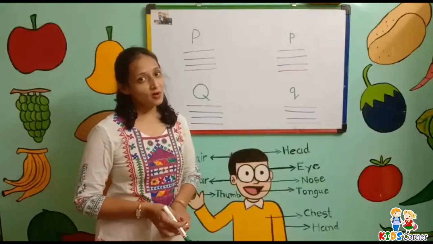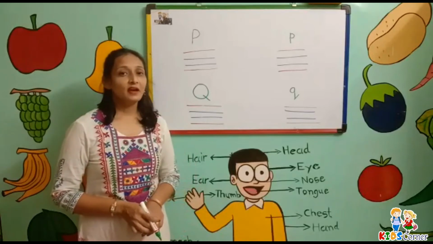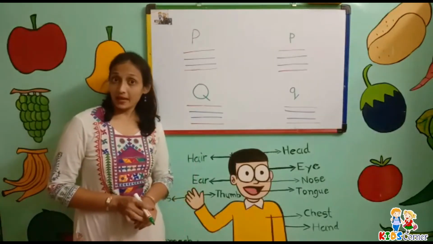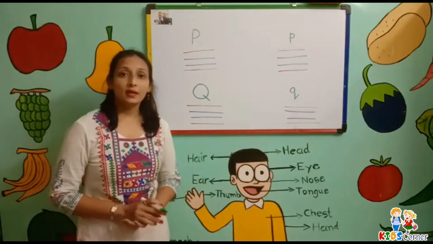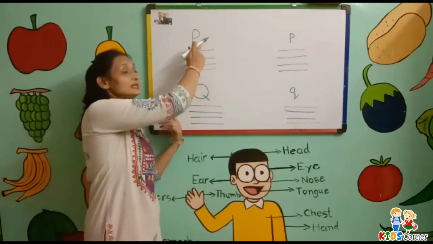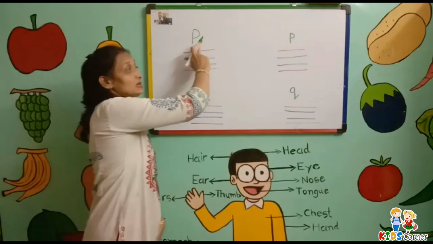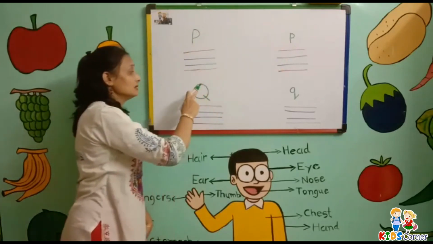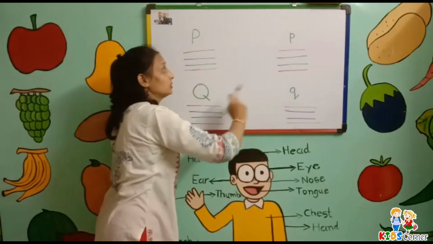Children, good morning. Till now, we have learned alphabets from A to O. So today, we'll start with the next alphabets, P and Q. So let's start with P. Capital P and small p. This is capital Q and small q.